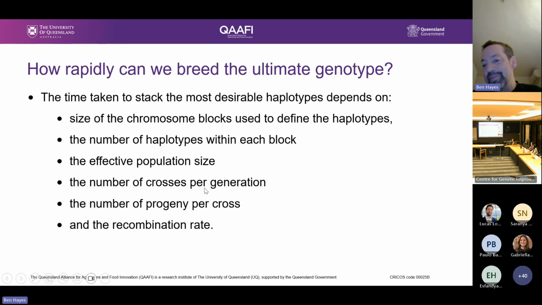The more crosses you can make, the more recombination, the more rapidly you can stack. The number of progeny per cross, which again drives your number of recombinations, and of course the recombination rate across the genome. So these are the parameters that really determine how rapidly you can stack and create your most desirable genotype, your ultimate genotype.